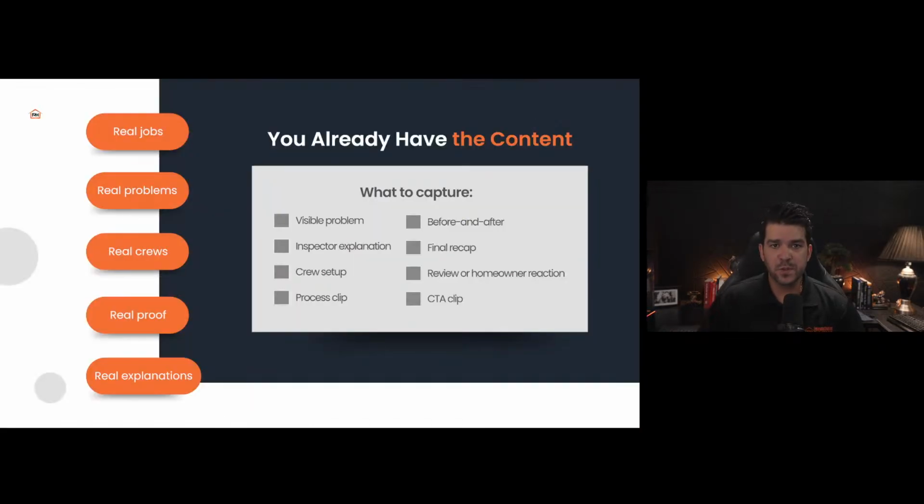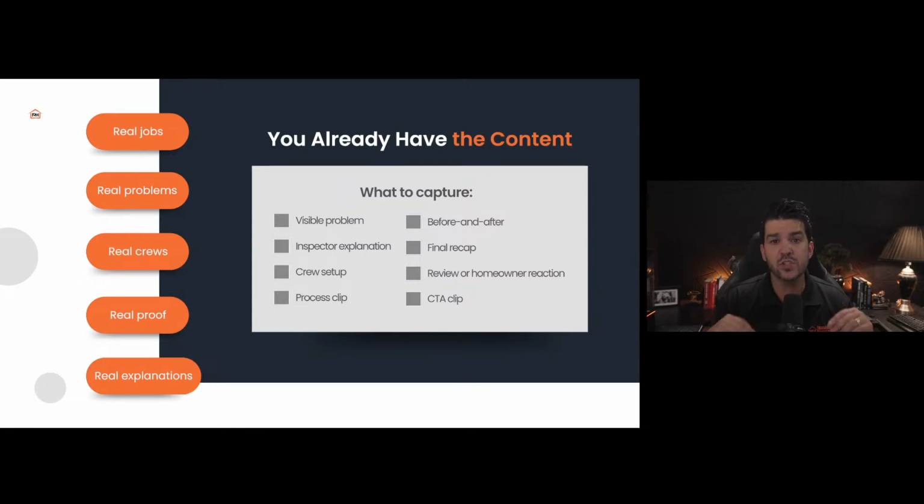Okay, so your job site already has content assets. You don't need to invent content from scratch. You're already going to homes. You're already inspecting real problems. You're already explaining issues to homeowners, and you're already doing the work. You're already creating before and after moments, and you're already hearing the questions homeowners are asking. That is your content.